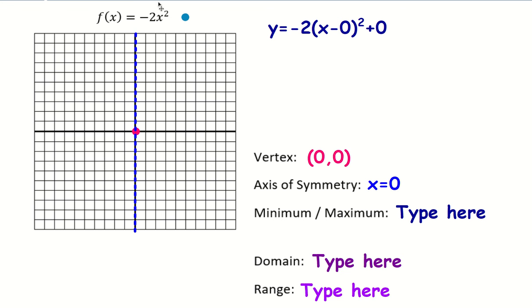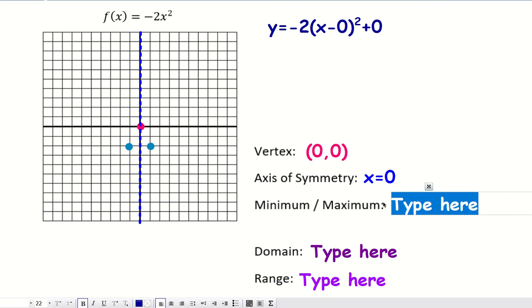Don't believe me? Well, what if we were to plug in, well, we can't plug in 0, can we? Because that was the vertex. So let's say we plug in 1. If we plug in 1, we're going to end up with negative 2, because negative 2 times 1 squared is negative 2. And then you reflect that. There'd be a point on the other side. So you see, you'd have a parabola that was upside down. And that's all because of this negative a value way out in front.